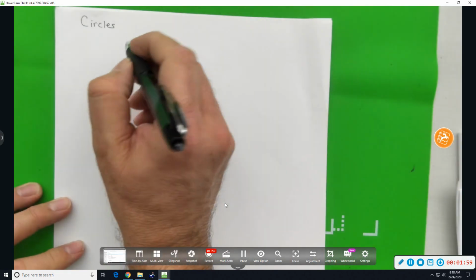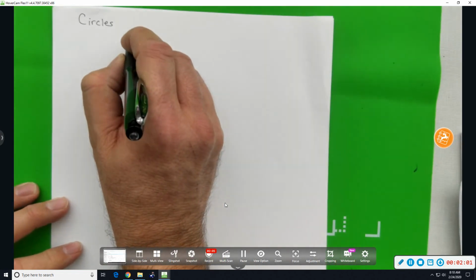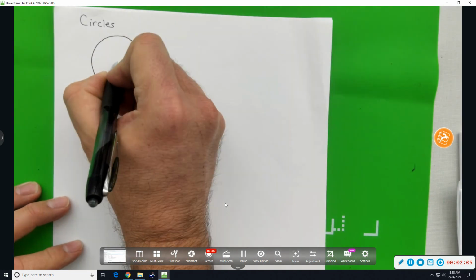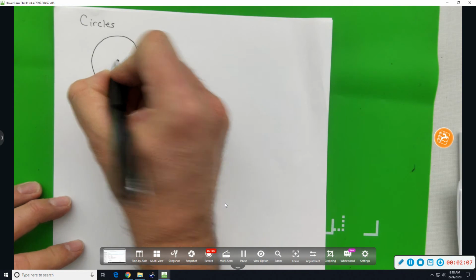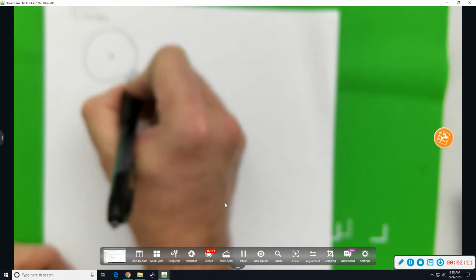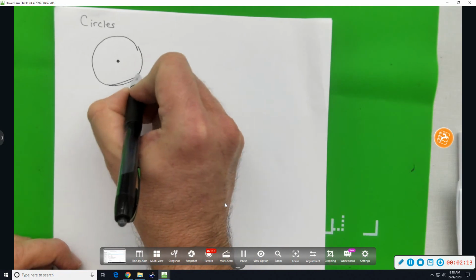So on a circle, pretend this is a circle. Oh, I should have brought a compass in. Oh, that's a horrible looking circle. Pretend it is. Yeah, something like that.